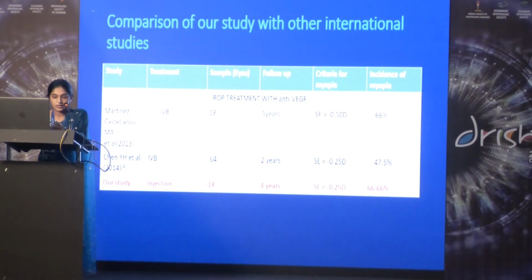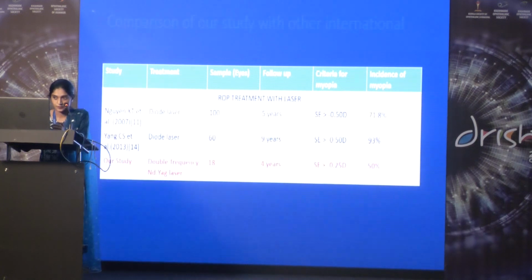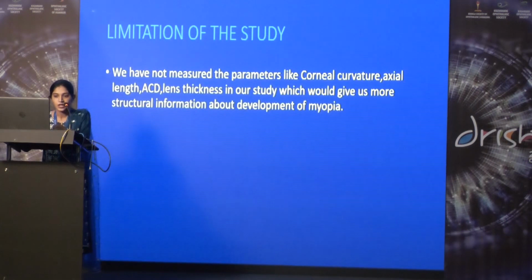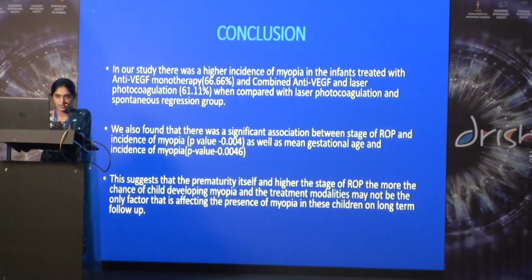So we compared our study with other international studies, and we noted a similar incidence of myopia in our study as well as in the Castellanos et al. study, but in the Chen et al. study, the incidence of myopia was lesser. When we compared the infants treated with laser, there was a higher incidence of myopia in the other groups compared to the other study. This can be due to the diode laser used in their study and the double frequency Nd:YAG laser used in ours. Also, in the combined group there was a comparable result, but the incidence of myopia was more in the injection group in our study. Limitation of the study: we have not measured parameters like corneal curvature and structural parameters because of the uncooperativeness of the patients, which would have given us more structural information.